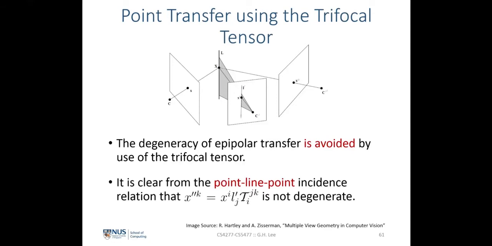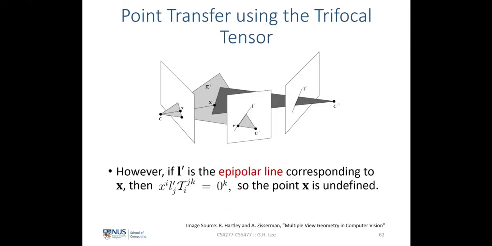So we can see that with the use of the trifocal tensor, this degeneracy will no longer exist. We saw earlier, from the point-line-point incidence relation given by this equation, that the transfer of a point from the first view x to the third view is not degenerate. However, there is also a special case where this transfer becomes undefined, but we will see that this can be easily avoided by a simple choice of the line L prime.